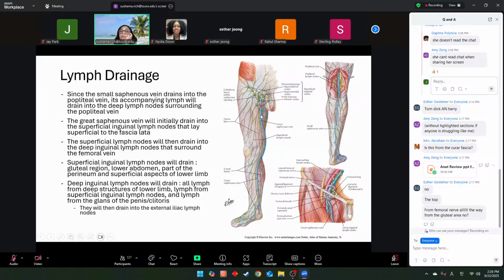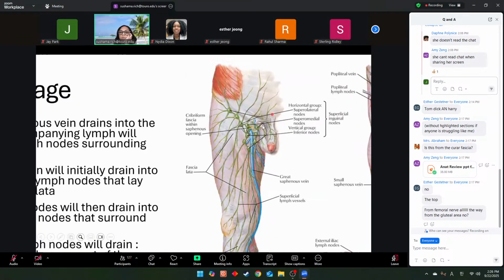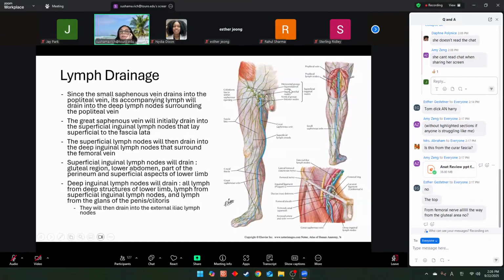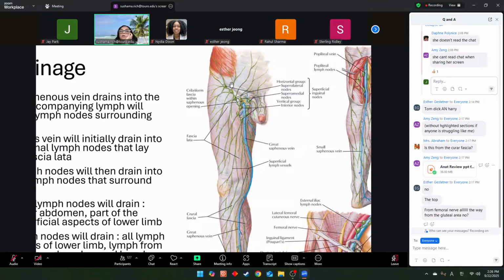Then, this is the great saphenous vein. Let's make this picture bigger. So these are the superficial inguinal lymph nodes. Then, horizontal group of superficial inguinal lymph nodes. Then you have vertical group. This is a vertical group of lymph nodes. These vertical group of lymph nodes run along the terminal end of the great saphenous vein. So this is the great saphenous vein.